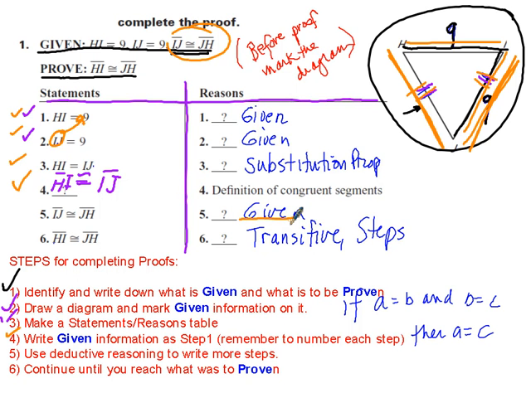Moving to the next step. Ooh, we can use steps 4, 5, and 6. We can say A is equal to B. That's HI is equal to IJ, and then B is equal to C, and therefore A is equal to C, which goes ahead and proves our property: segment HI is congruent to segment JH. Let's go ahead and look at another problem.